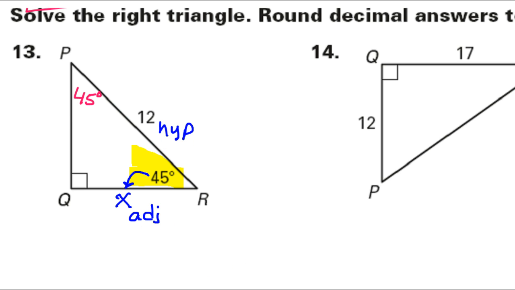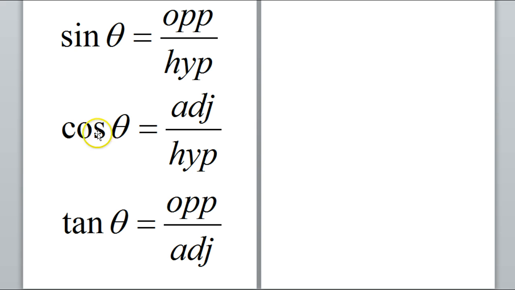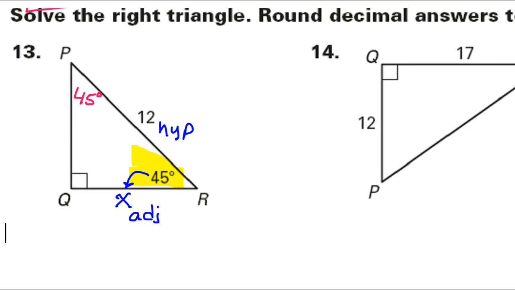So which trig function is that? Well, the cosine of an angle is adjacent over hypotenuse. Okay, so let's go ahead and set that up. So the cosine of an angle, the angle is 45 degrees. So cosine of 45 degrees is the adjacent leg, right, which is x, over the hypotenuse, which is 12. So it's just a matter of solving this and we'll have our missing piece.